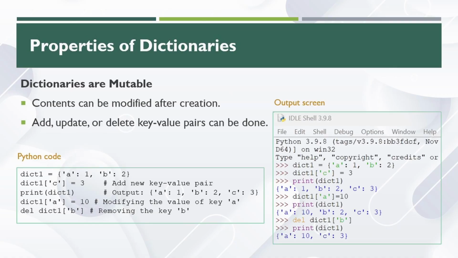Now let us explain the mutable characteristics. Since dictionaries are mutable, you can add, update or delete key value pairs after creation. Here is an example. We start with a dictionary having 2 items, then add a third item c equal to 3 to the dictionary. After that, update an existing value and remove an item, all using simple assignments and the del keyword.